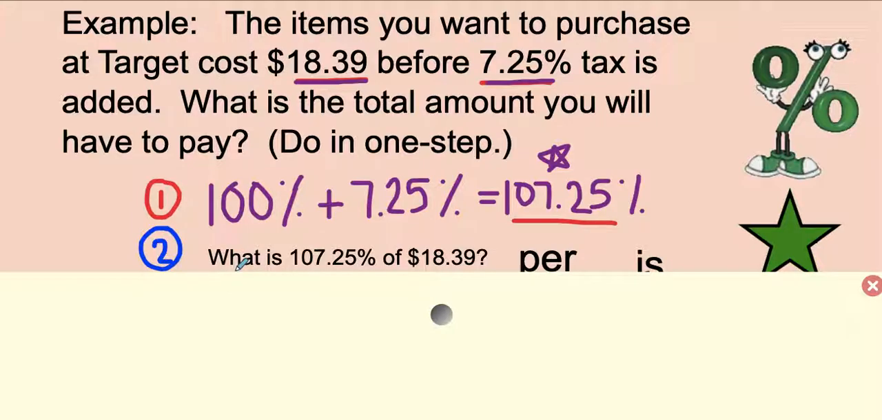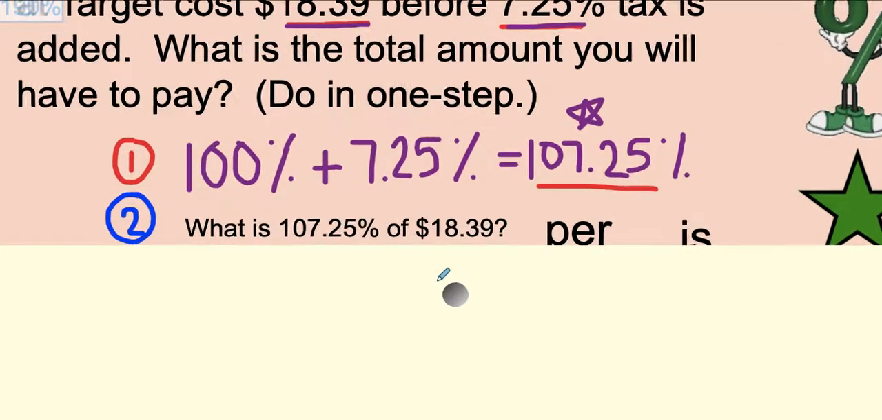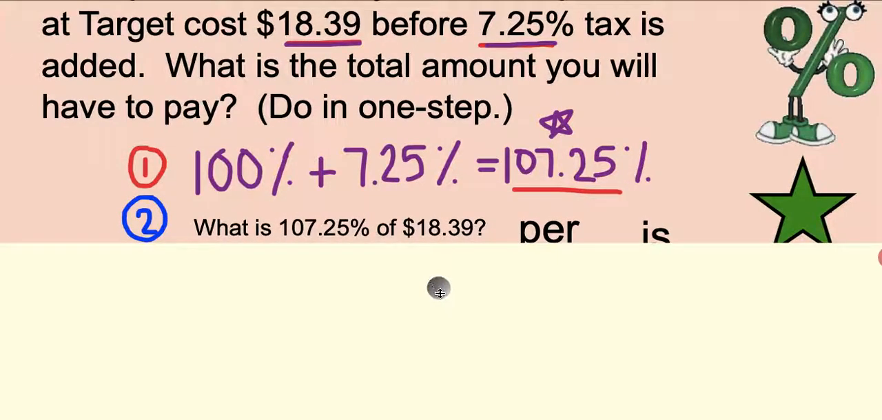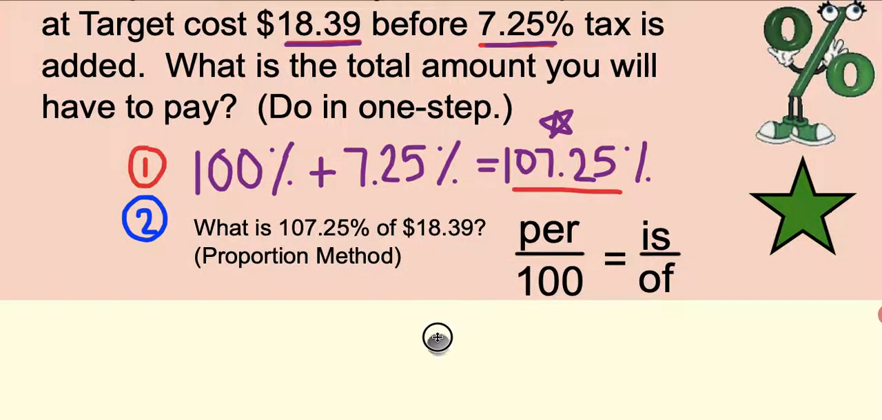So what is 107.25% of $18.39? In other words, what am I going to pay over and above that $18.39? What's the total over and above that $18.39? All right, so again, this is going to be a proportion method. So take a look at this right here. This is going to be a handy proportion to remember.